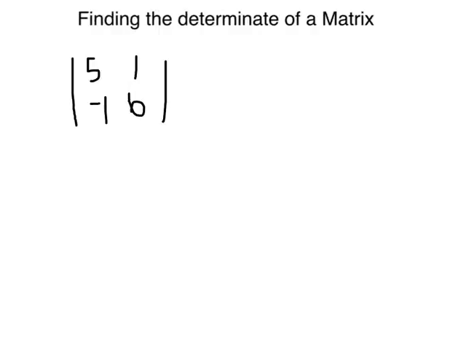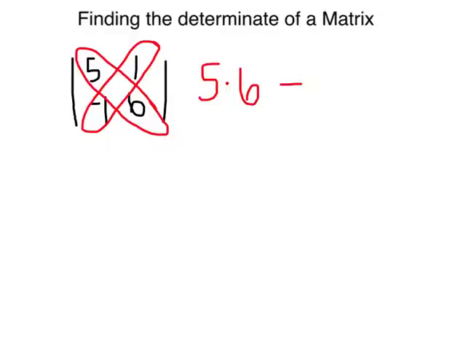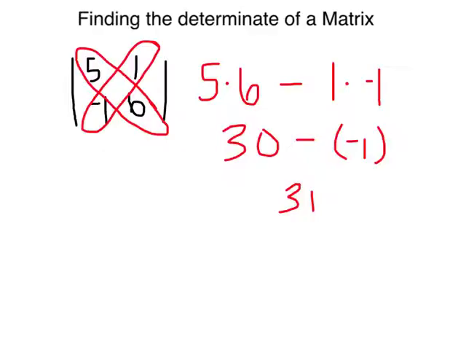Now this is a 2 by 2 matrix, which is the easiest matrix to find the determinant of. So here I have 5 times 6 minus the diagonals from right to left, 1 times negative 1. So we would have 30 minus negative 1, which is 31. Finding the determinant of a 2 by 2, since there's only one diagonal from left to right and right to left, it's that simple.